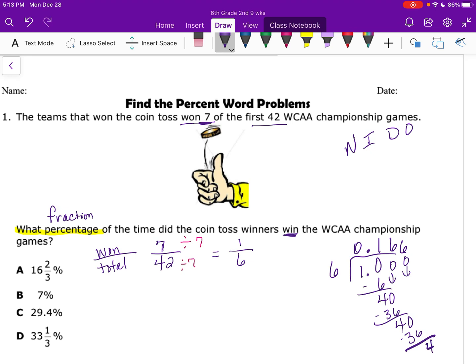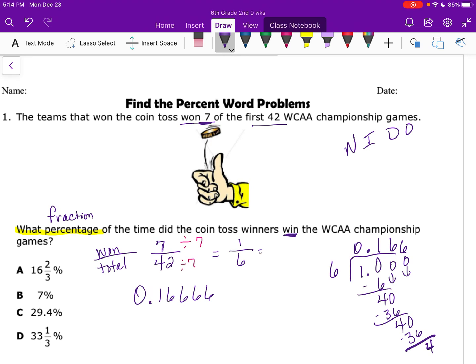So do you notice what's happening? Yeah, it's repeating. So the 40 and the minus 36 is happening over and over and over again. So that means this is going to be 0.166666, and that 6 is going to go on forever. So that's our decimal value. Just going to put a bunch of 6s.